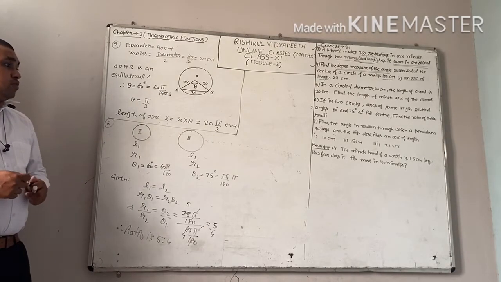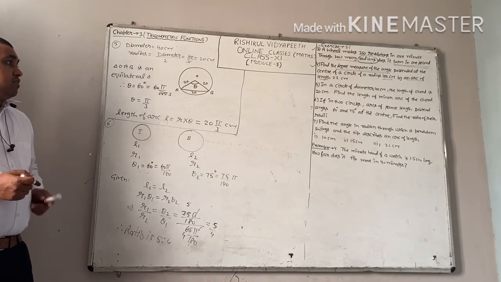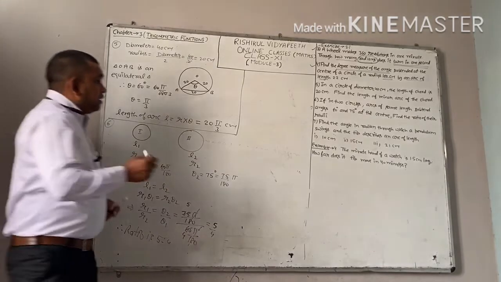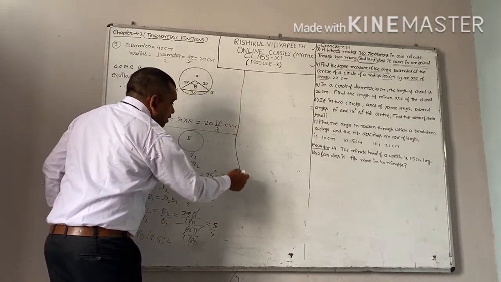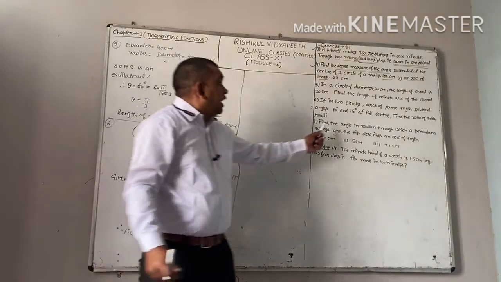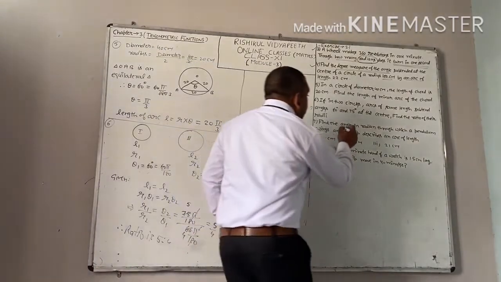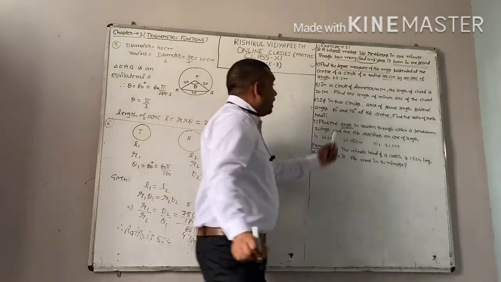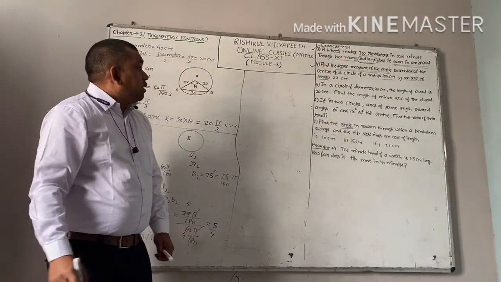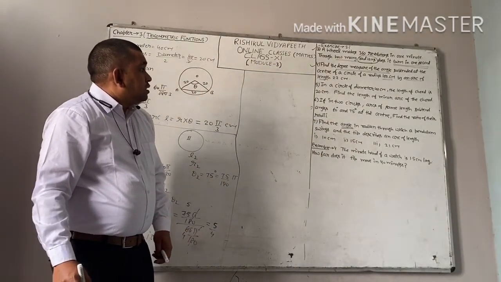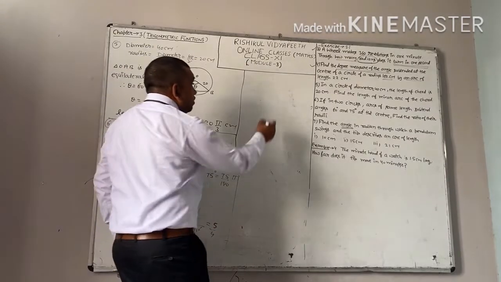Now see the next question. Question number 7. In question number 7, we have to find out the angle in radian. We have to find out angle, and angle should be in radian. Through which a pendulum swings? Through which a pendulum swings?